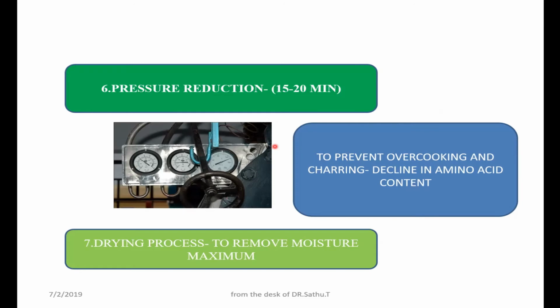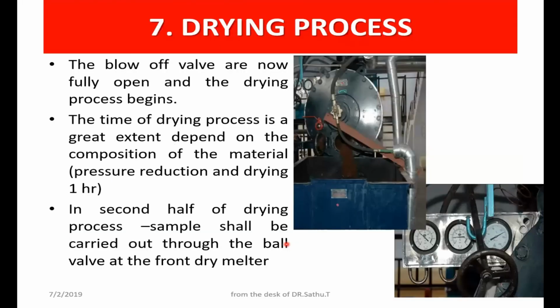So from 1.5 bars or 3 bars, depending upon the material that we put in the cooker, the pressure should be reduced to 0 bars. After the pressure reduction, we go to the next process, the drying process. Why do we do the drying process? So that the moisture is removed from the raw materials to the maximum. If moisture is there, spoilage of the material will be faster, bacterial growth will be faster, and it also leads to rancidity.